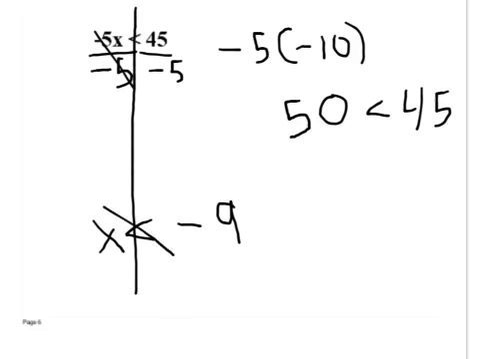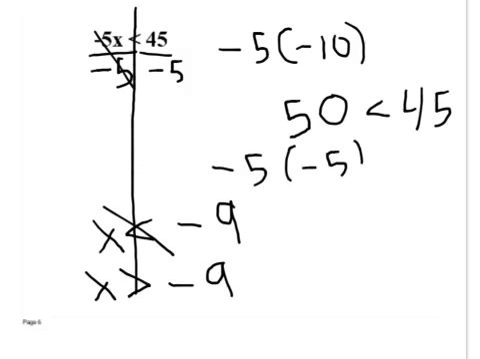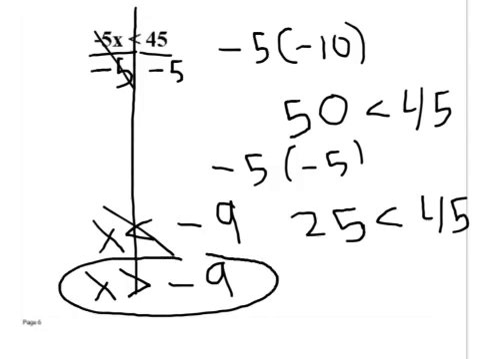Okay, so this is wrong. I need to change the sign. Is this a true statement? Let's pick a number bigger than -9. Let's go with -5. What's -5 times -5? 25. Positive. Is 25 less than 45? Yes, it is. So x has to be greater than what? -9.